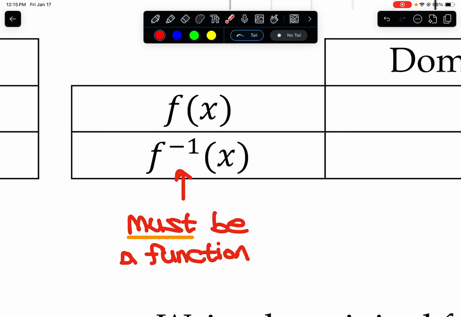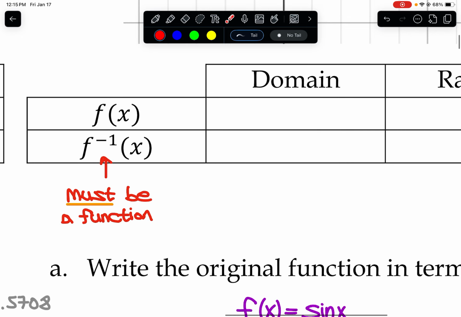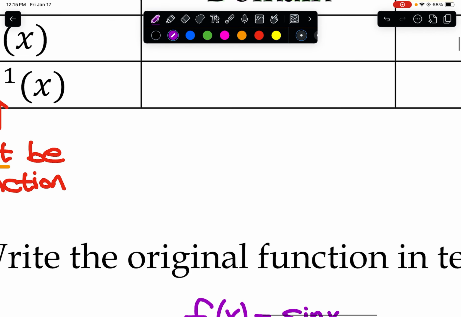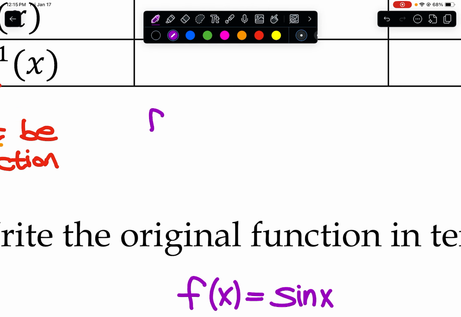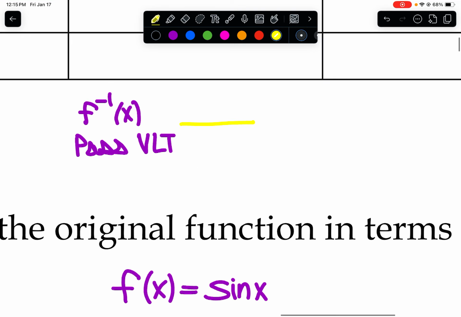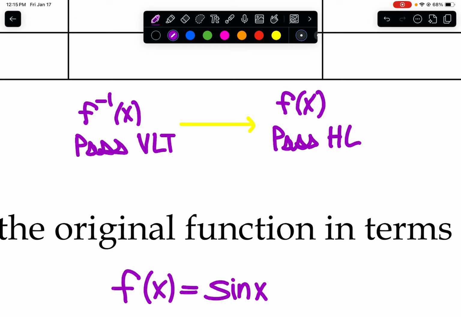Because we use function notation and we write it just like this, that means this must be a function. So it must pass the vertical line test. Now, I'm going to write this down here. In order for the inverse to pass the vertical line test, your original function, f of x, has to pass a different test. It has to pass what we call the HLT, which is the horizontal line test.